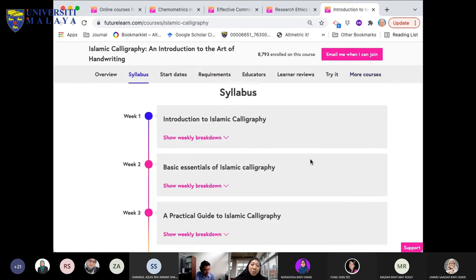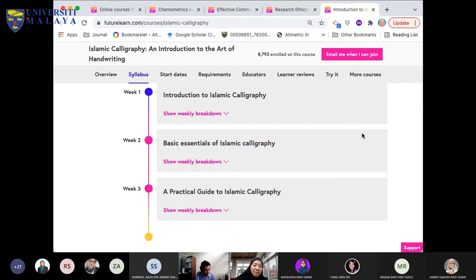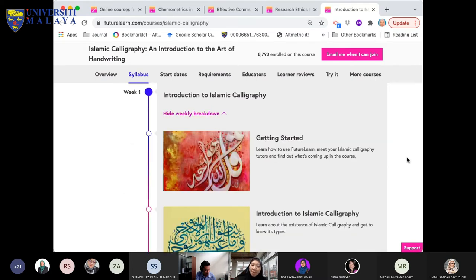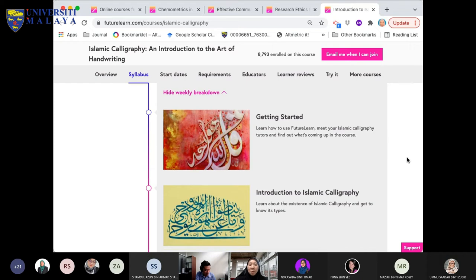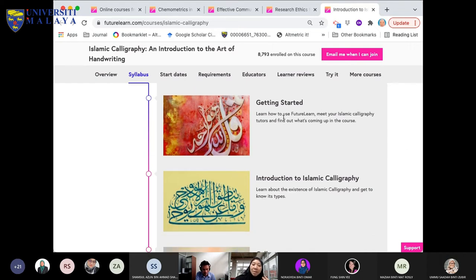I wanted to show you an example of the syllabus. It's simple, and that's why everyone can do this, although it takes time to give commitment if you are busy. Week one usually starts with an introduction. There will be a weekly background. This is the module I mentioned, subtopics or module. We start with getting started.